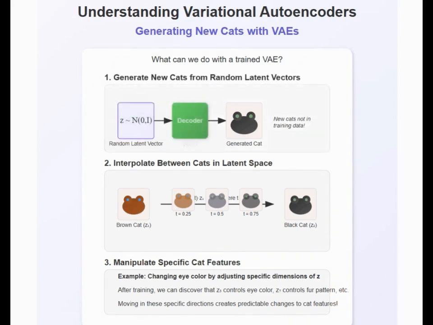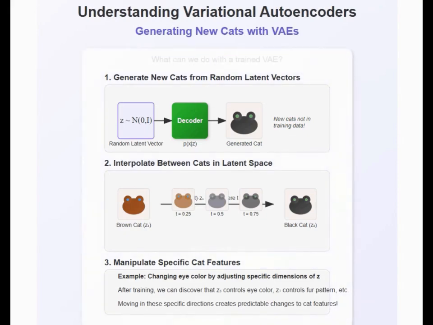As we move t from 0 to 1, we get a smooth transition from the first cat to the second. At t equals 0.25, we see a cat that's mostly brown but starting to get darker, with eyes shifting from blue toward green. At t equals 0.5, we get a balanced mix, a medium brown gray cat with bluish green eyes. At t equals 0.75, we're closer to the black cat, but with still some influence from the brown cat.